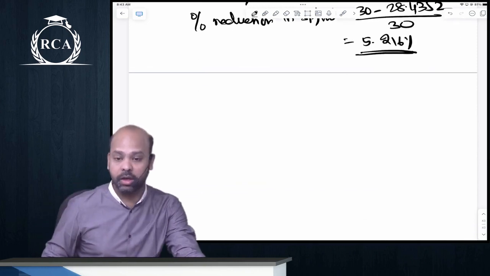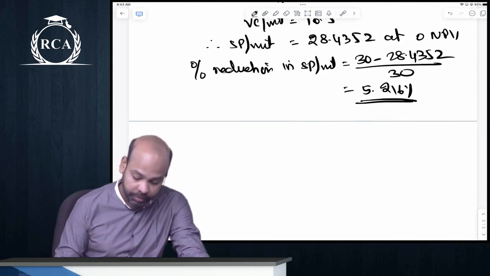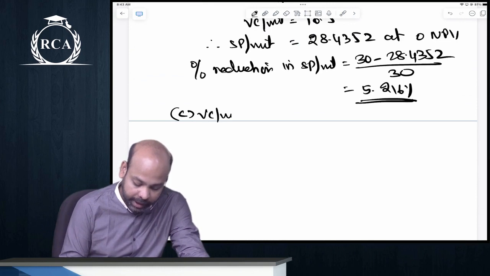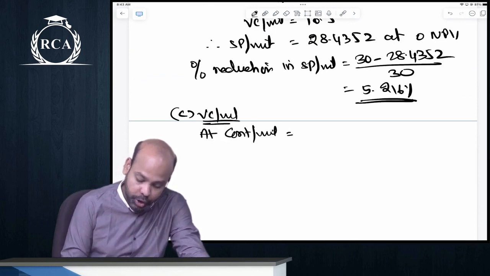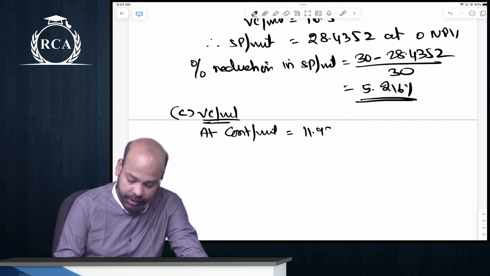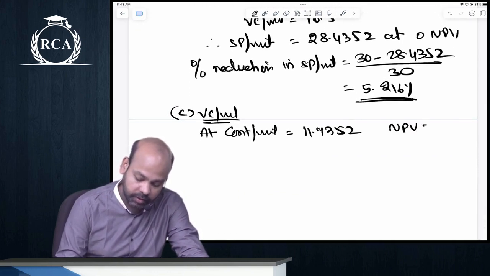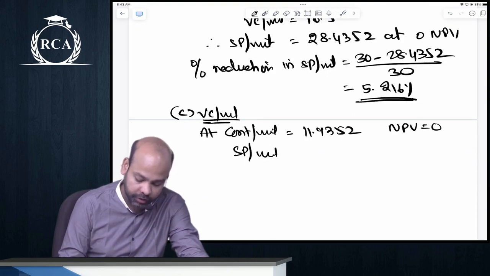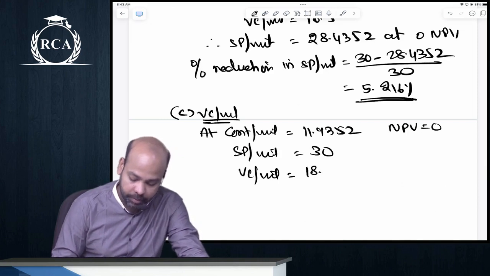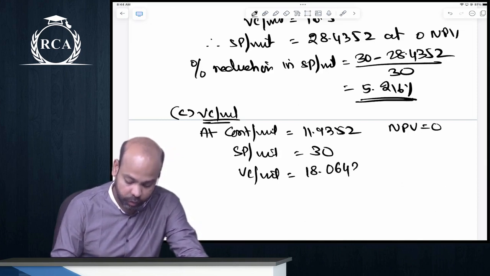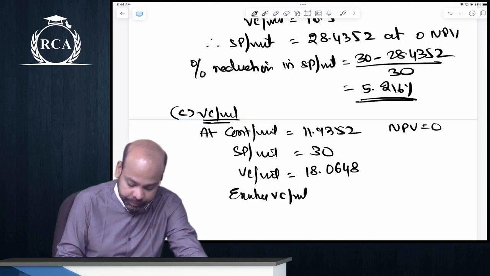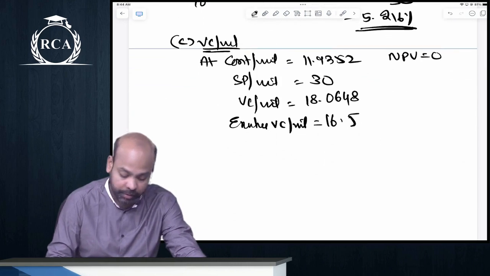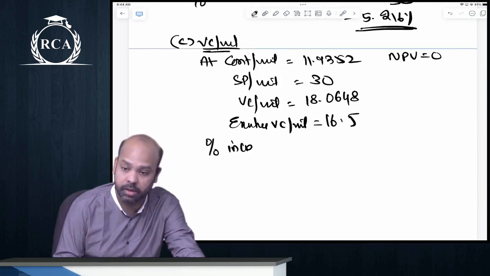Guys, did you all complete selling price per unit? I am now doing variable cost per unit beta. I am directly writing. Let me finish this first. At contribution per unit of how much beta? 11.9352. NPV is 0. So if you keep selling price per unit constant at 30 rupees beta, what should be the variable cost per unit? 18.0648. Existing variable cost per unit is how much? 16.5.